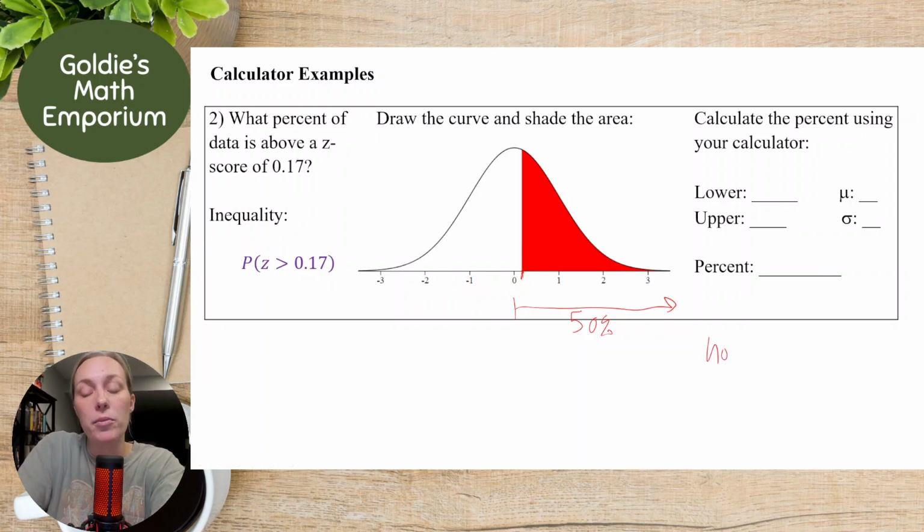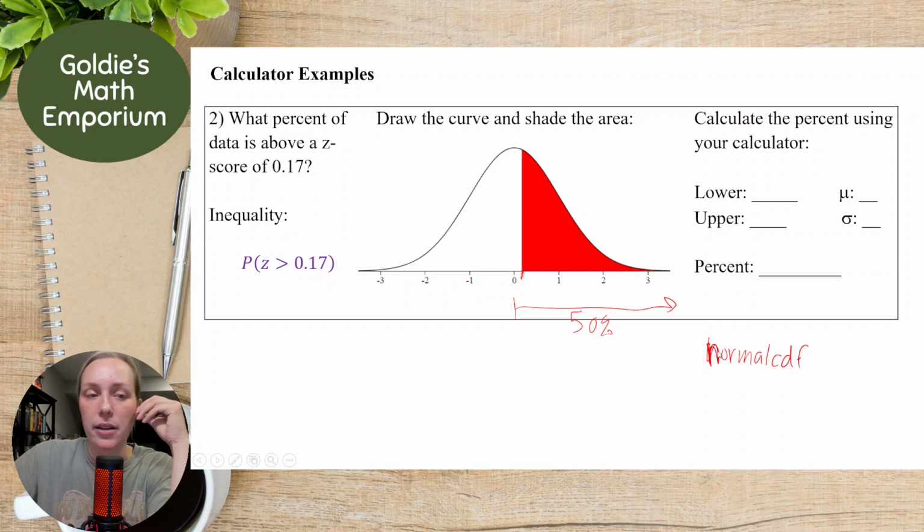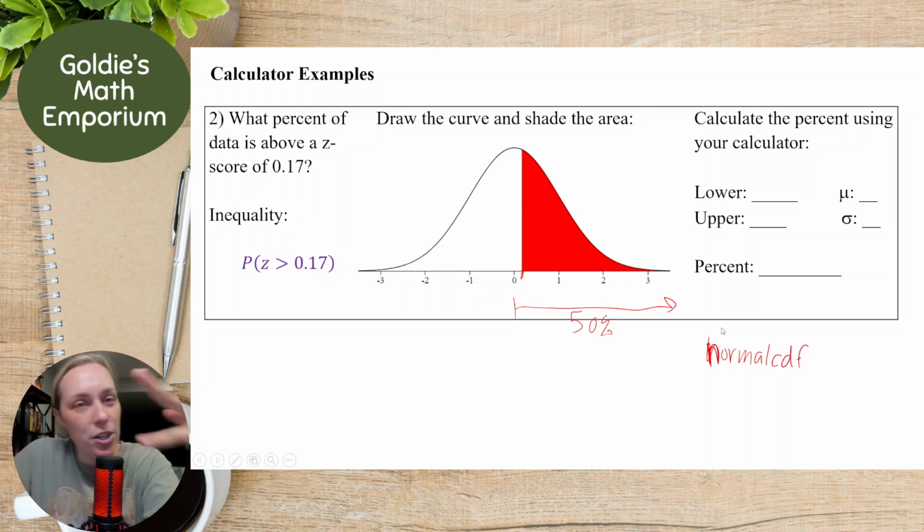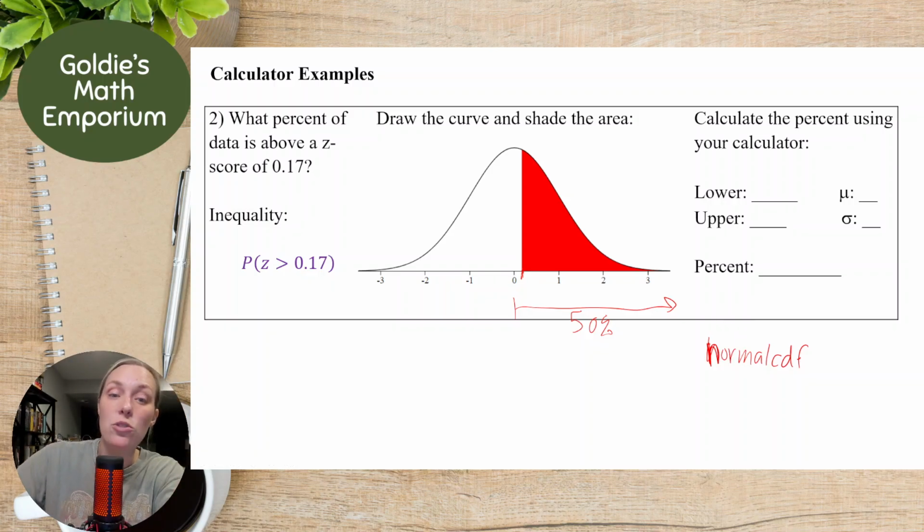So go to your normal CDF screen, normal CDF. Calculate the percent using those four values, right? So what's your lower, what's your upper here? With z-scores, your lower is this right here. Remember, you're working with an x-axis, right? So your lower is here, your upper is here.